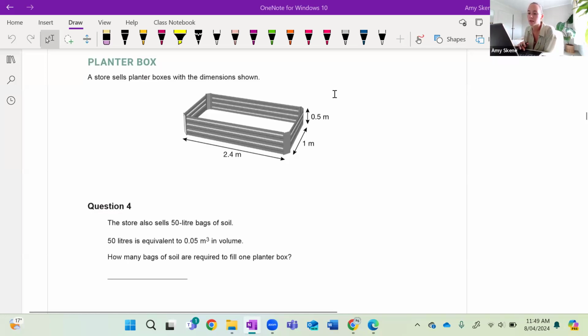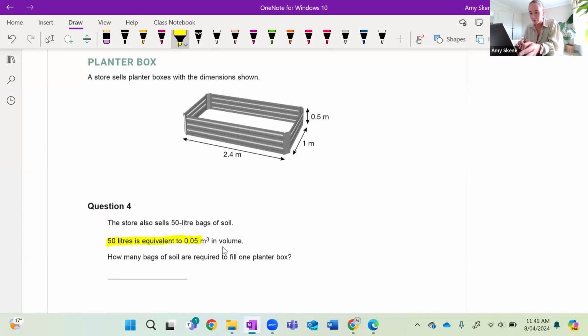Okay, the next is on a planter box, question 4. The store also sells 50-litre bags of soil. 50 litres is equivalent to 0.05 meters cubed in volume. That's important. How many bags of soil are required to fill 1 planter box? So how many bags of soil?